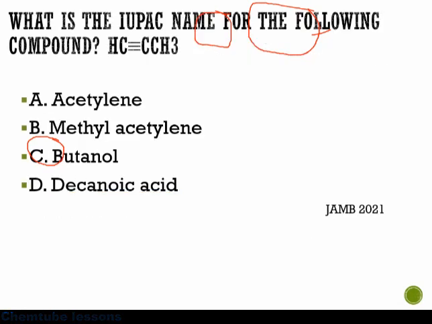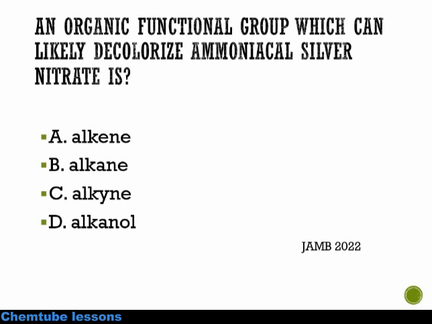Let's go to the next question. Now, what is the IUPAC name for the following compound? This compound has a triple bond. So the IUPAC name is methyl acetylene. The organic functional group which can likely decolorize ammoniacal silver nitrate. The set of organic compounds that decolorizes or forms a white precipitate with ammoniacal silver nitrate is called alkyne. So the answer is C.